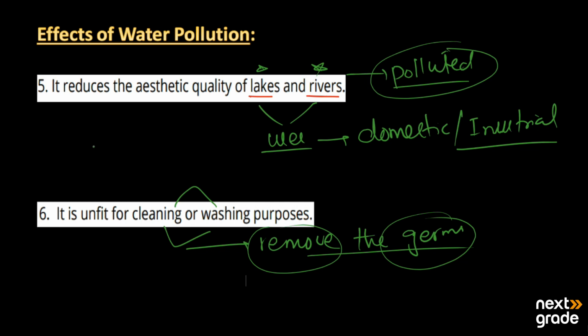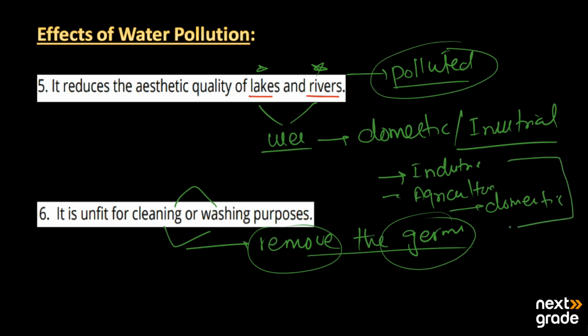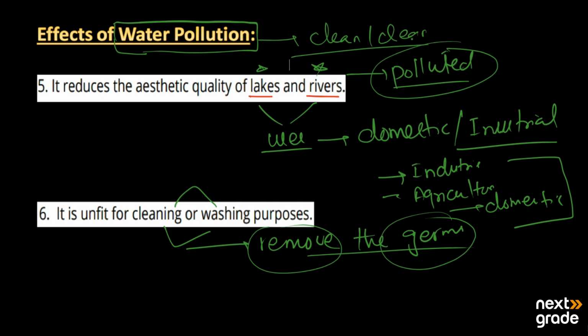So for better usage of water, we must avoid different activities like waste from industries, waste from agriculture, and domestic waste. All of these make the water polluted, so we must avoid these substances or activities to keep the water clean and clear. So this was all about today's lecture.